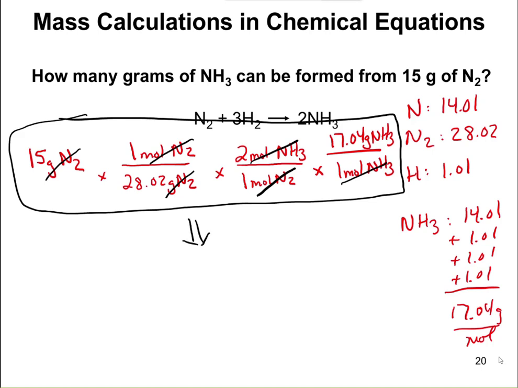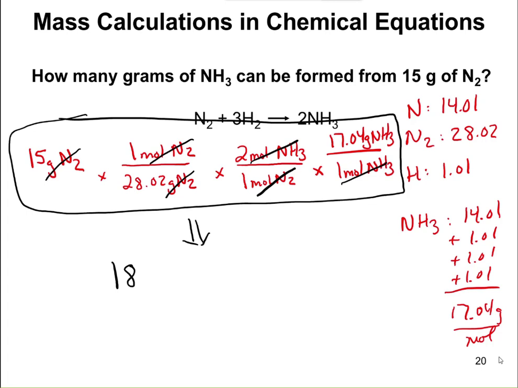So what you're going to do is say 15, divided by 28.02 because that's on the bottom, times 2 because it's on the top, and then times 17.04. And that is going to give you 18.244, is what my calculator says. In this case, though, we only need 2 significant figures because the number is 2. So I really don't even need the point down there that I wrote. So let's get rid of it.